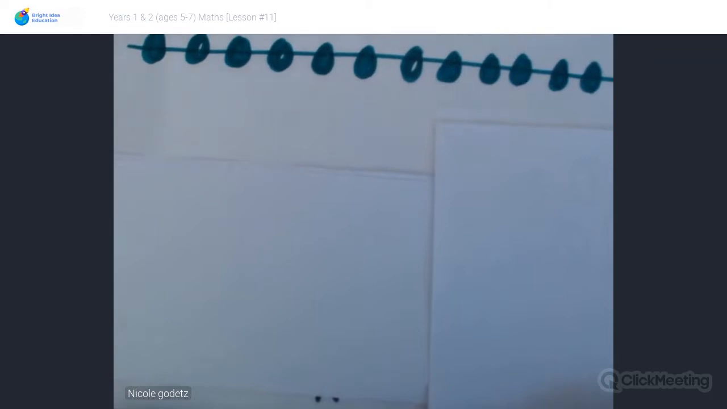What is half of that string of beads? If 12 is the total, what is half? If you were going to split that string of beads into 2 equal groups, what is half of that? 12 divided by 2. Half of 12. 12 into 2 equal groups.